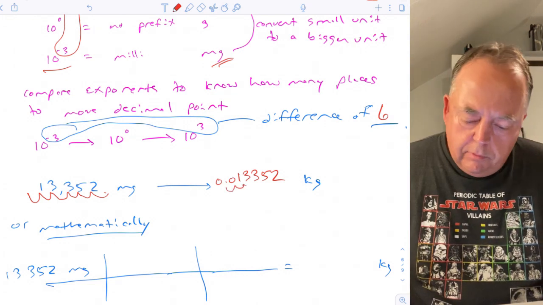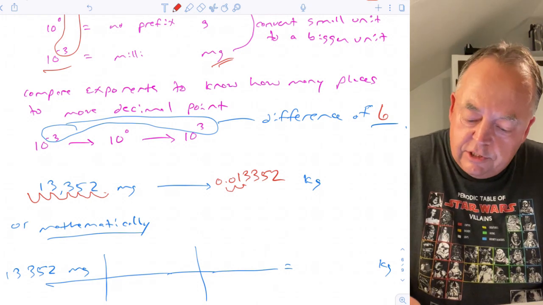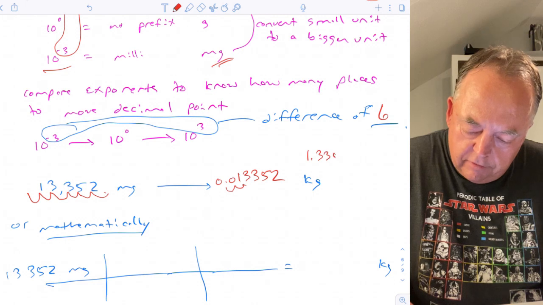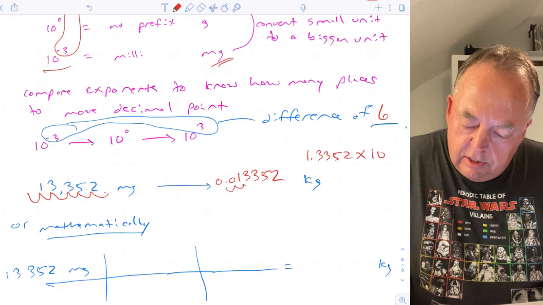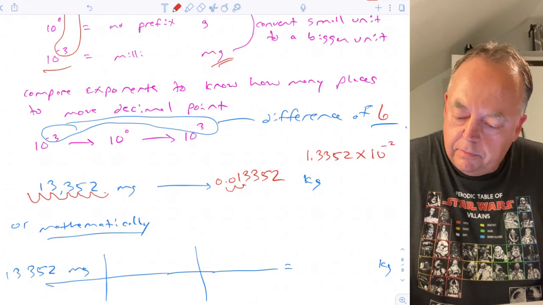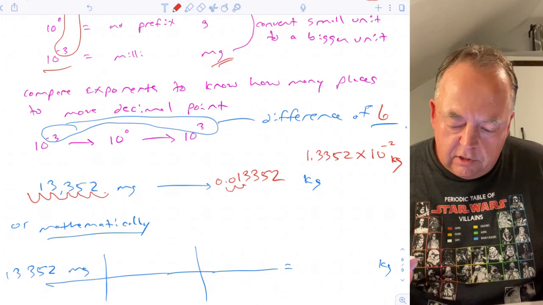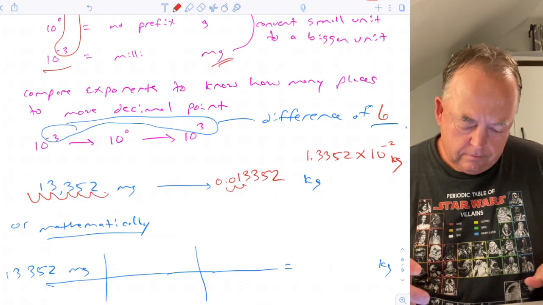Or if we put that into scientific notation, then we would move the decimal point so that it is after the first non-zero digit. So 1.3352 times 10 to the, we move the decimal point to the right here, so this would have to be a negative exponent, right? So 1.3352 times 10 to the minus 2 kilograms.